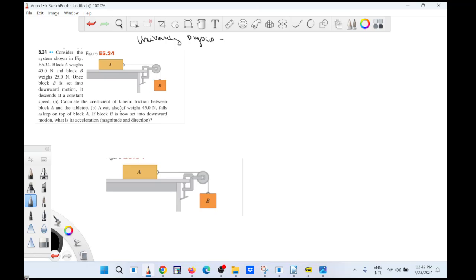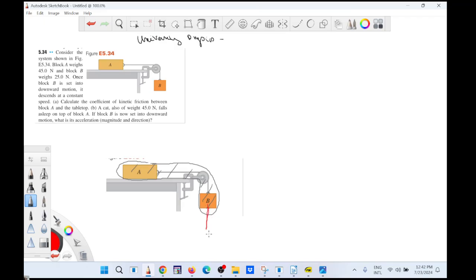Okay, so the first question: the system is moving, and it's moving at a constant speed. So that means there is no acceleration, and there is kinetic friction between A and the table here. So one way to do those kinds of problems is to consider the system to be everything here. Okay, it's one way to do it. It's a multiple component system. So it's like one bag here. And what are the forces acting on this bag here?